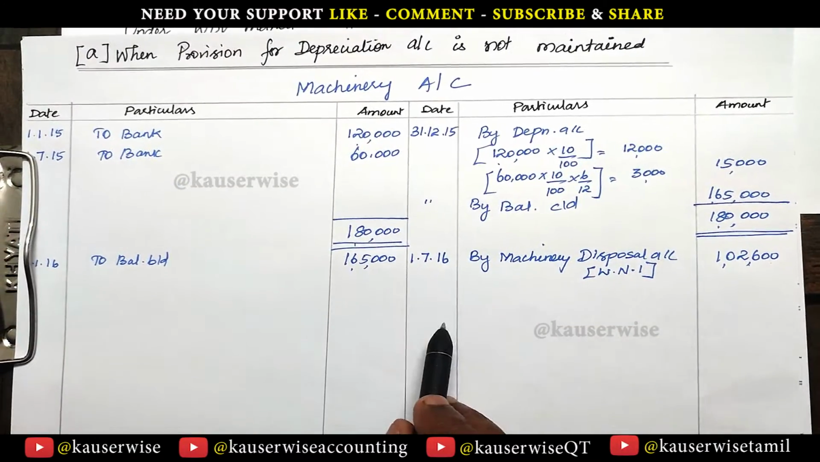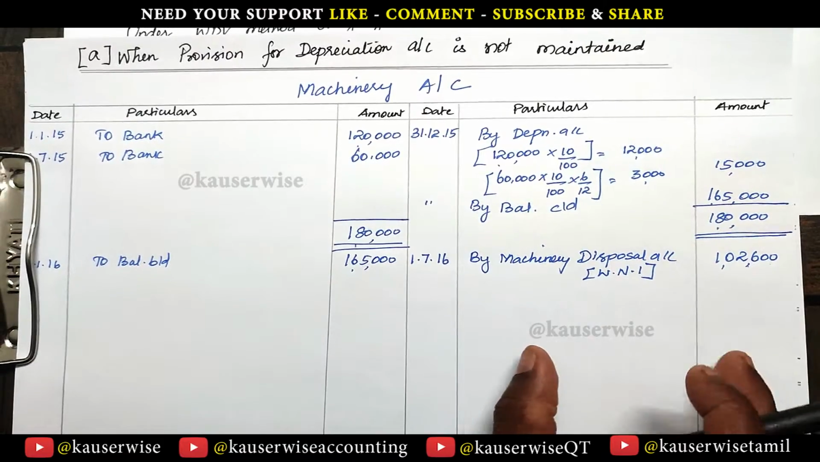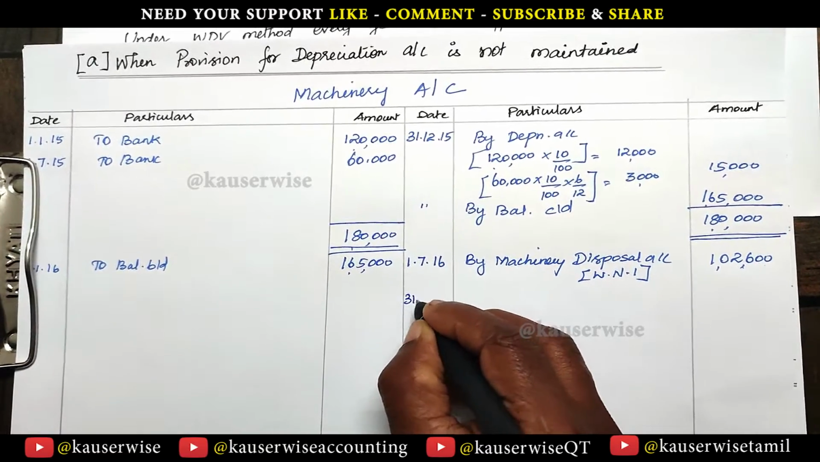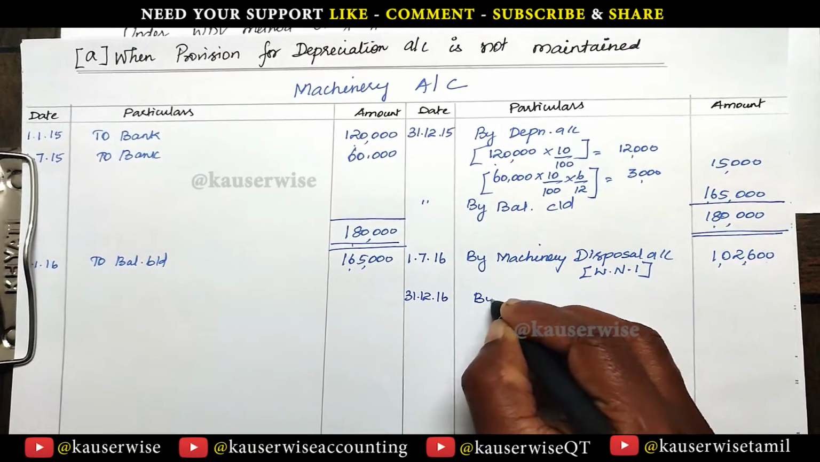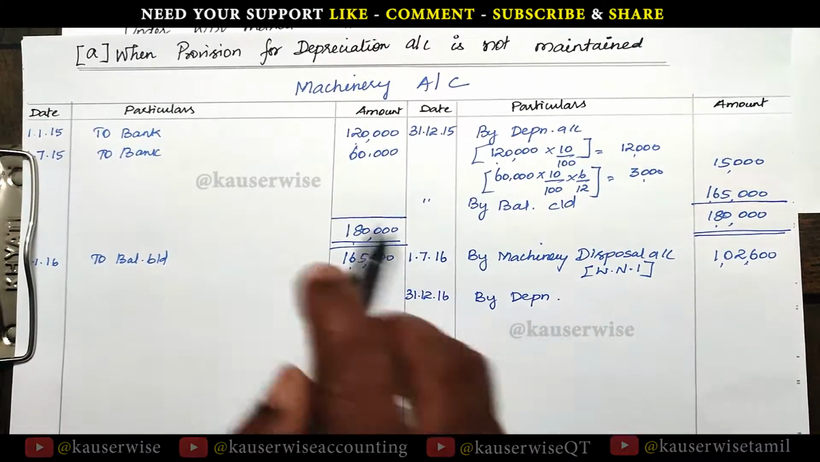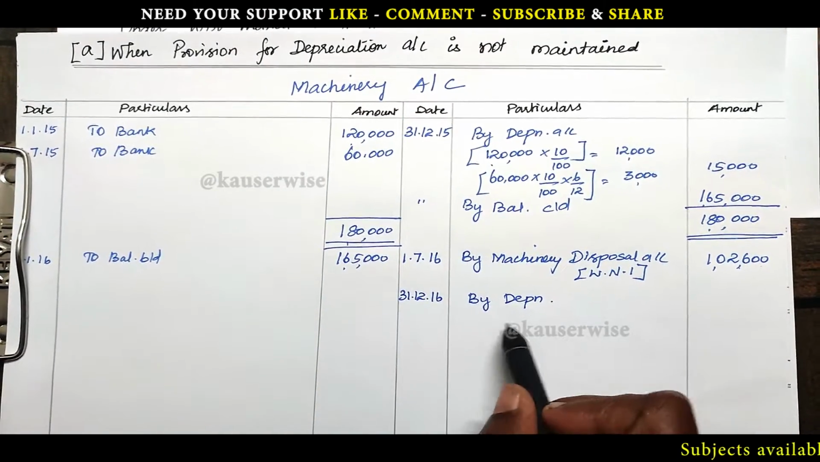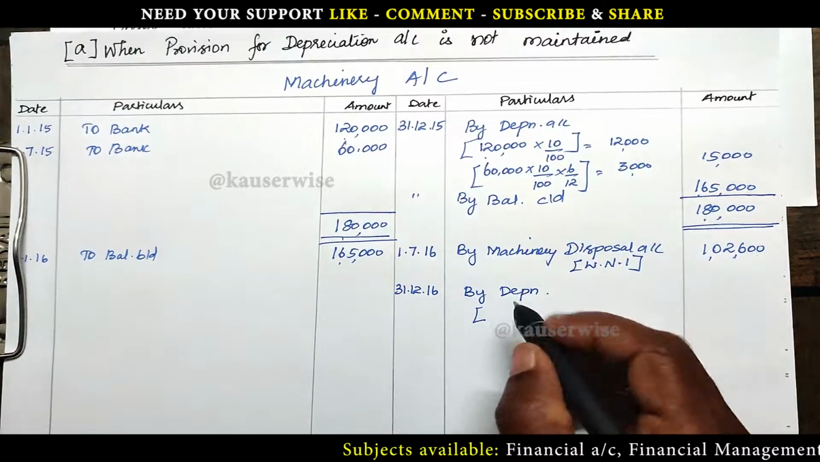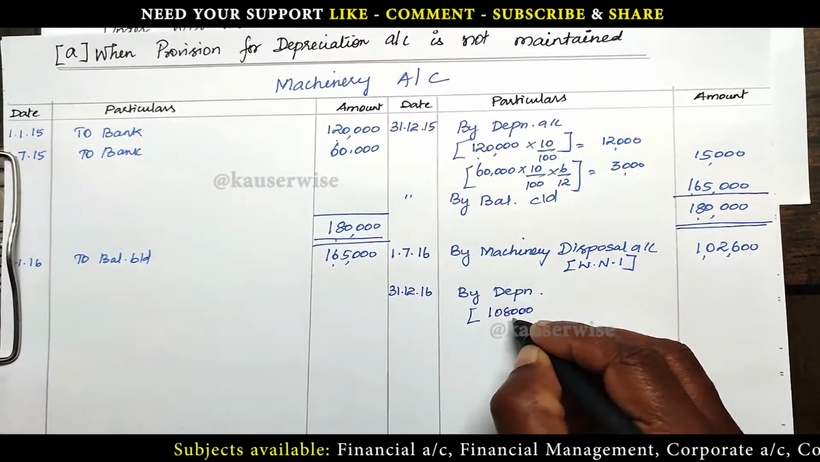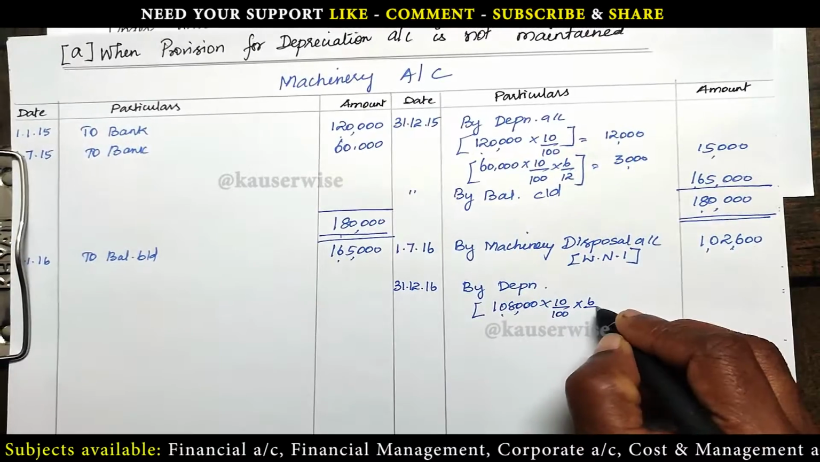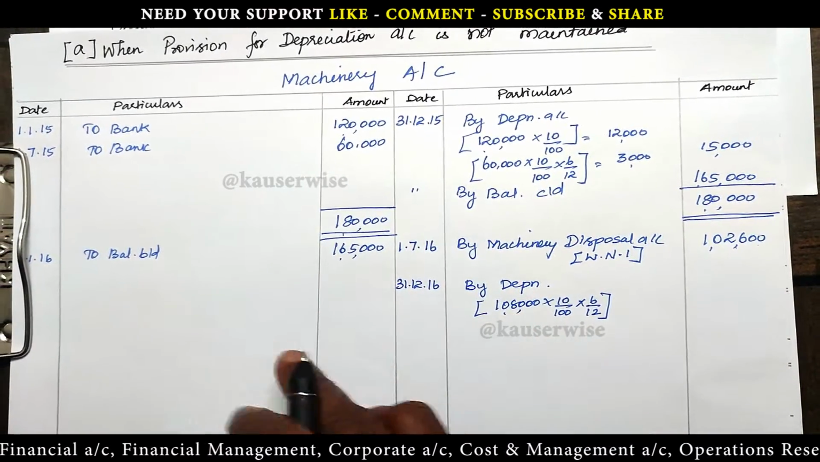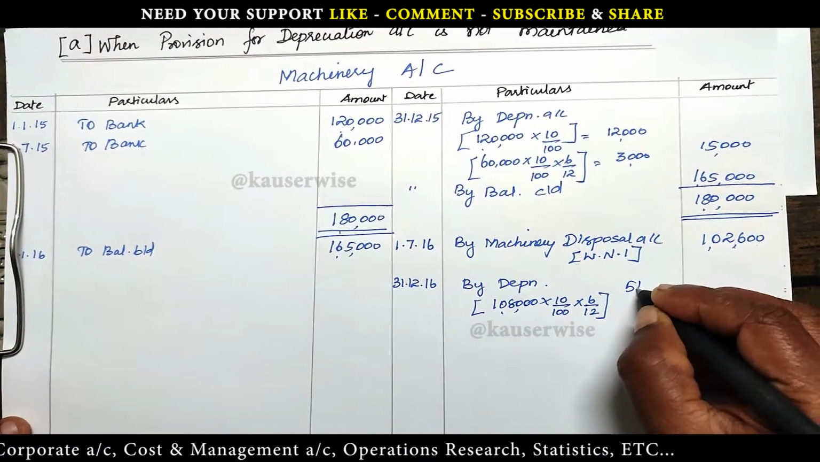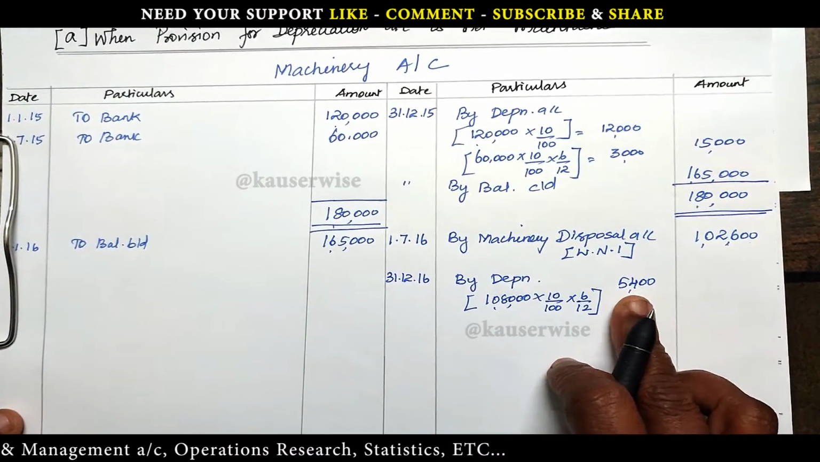Okay, now at the end of the year we have to calculate total depreciation for the rest of the machine as well as the sold machine depreciation. On 31st December 2016, by depreciation. For the first machine which we have sold, for 6 months only you have to calculate depreciation. So 1,20,000 minus 12,000, 1,08,000 into 10 percentage into 6 by 12, which we have done in the previous working note calculation. How much? 5,400. So this is the depreciation for the machine which we are going to sell.